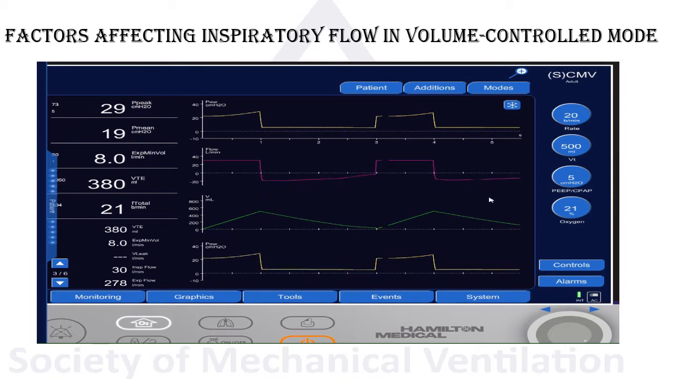And again, in this mode, because we're only setting a fixed I to E ratio, the inspiratory flow might not change much. I'm sorry, if we're setting a fixed flow, the fixed flow rate is not gonna change much in the inspiration. Sorry about that.